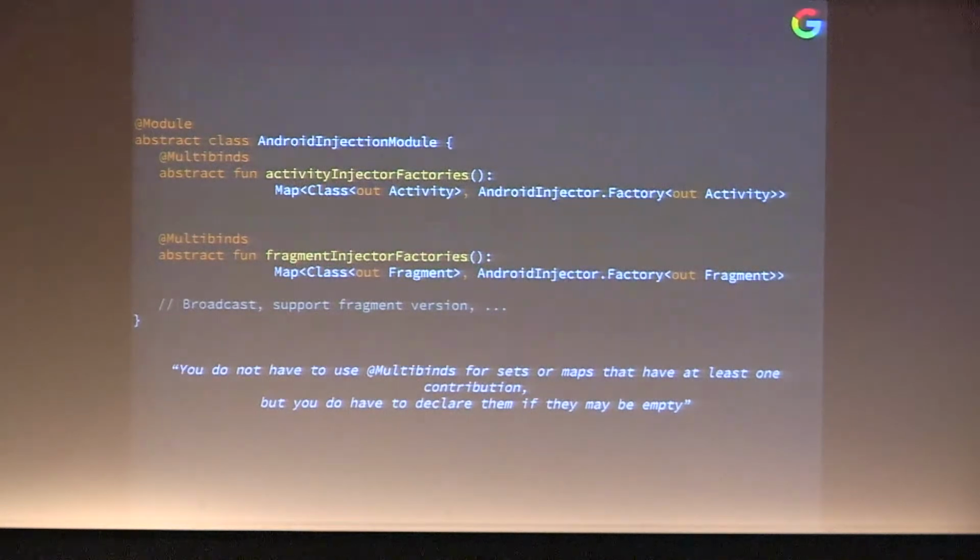But we have a class in the Dagger library that does it for us. This is why you need to add the Android injection module, because it will declare these methods, and these methods will make sure that even if you don't provide any entry for your maps, you won't have any crash and bugs at compile time. So you have one method for each type. Here the activity, the fragment, and you have the same thing for the broadcast receiver, support fragment, etc.